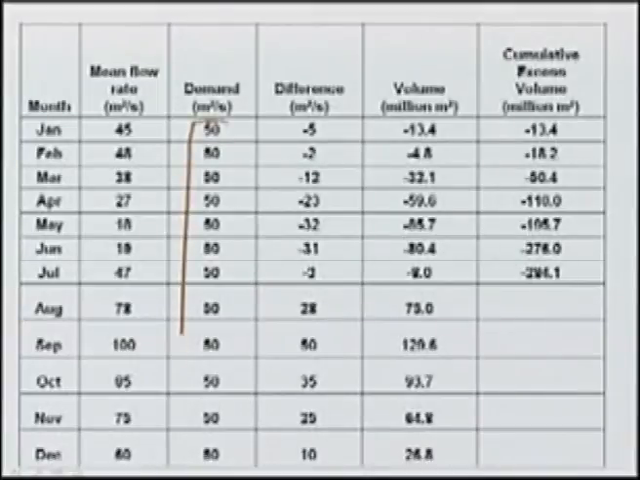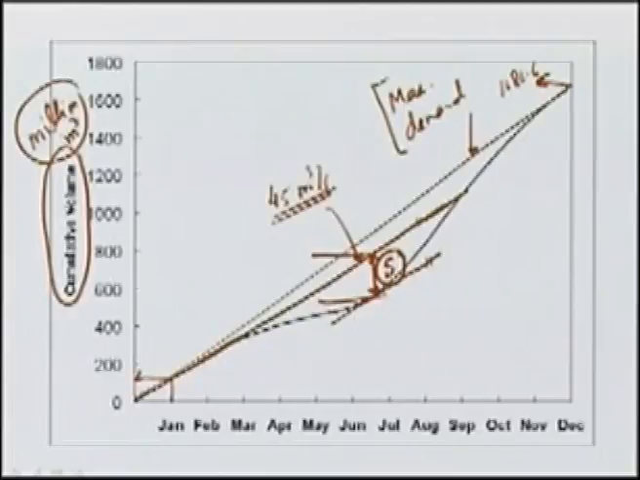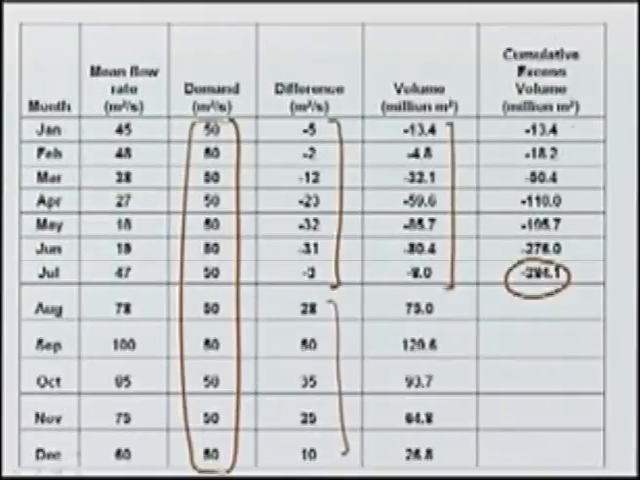Similarly, if we change the demand, let us say now we want to have a demand of 50 cubic meter per second. In this case, we can see that from January itself, we have a deficit, and then from August to December, we have a surplus. So, following the same philosophy, we can add up all these volumes and we get 284.1. In graphical terms, this would simply mean drawing a line at 50 and then parallel to that, and taking an S, which would in this case turn out to be 284 million cubic meters. So, this procedure gives us the required storage for a given demand.